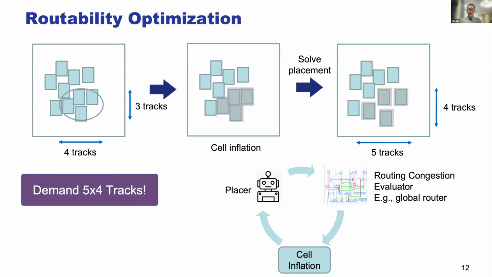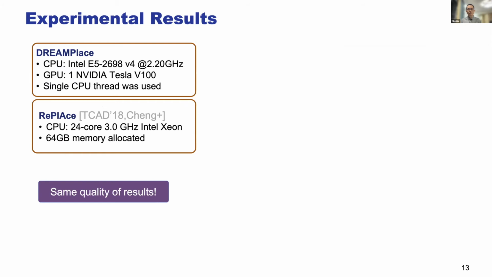To this end, we can establish an iterative flow for routability optimization with the help of a routing congestion evaluator, such as an external global router. Such a flow can be easily implemented in Python. Now we validate DREAMPlace on a Linux machine with one Intel CPU and one NVIDIA GPU. The state-of-the-art RePlAce runs on a Linux machine with a 24-core Intel CPU. As the same algorithm was implemented, there is no quality degradation.